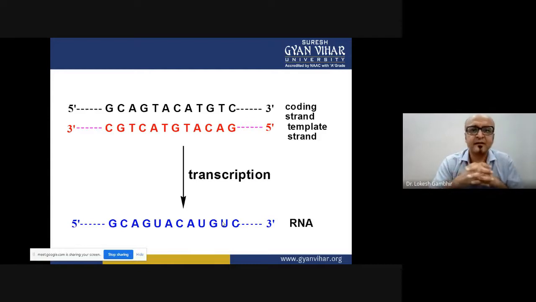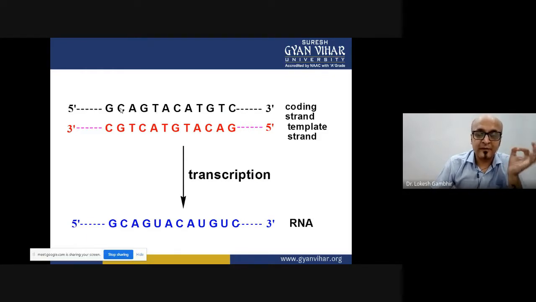Now let us understand this. Let us first match the sequence of the RNA with these DNA strands. Let us match blue with black and blue with red. So what will we get? After matching, we see GCAGU versus GCAGT, just a difference of T and U. That's the basic difference between DNA and RNA. The rest of the sequence is the same.